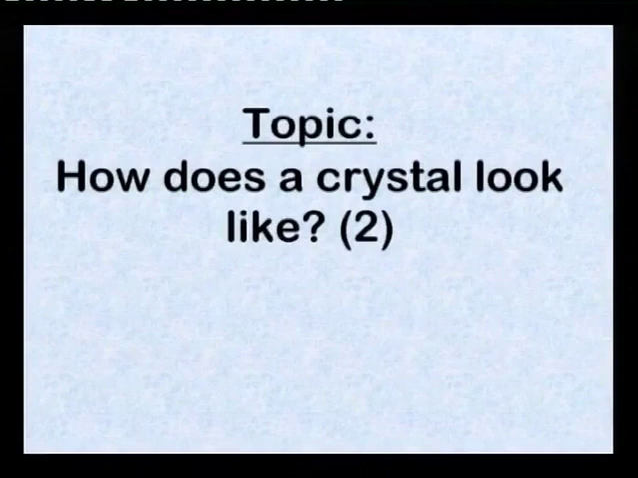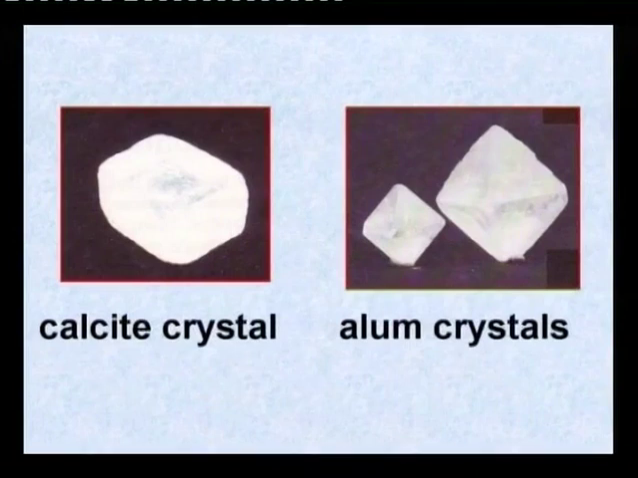I want you to quickly have a look at these pictures that I will show to you. We are on the topic, how does a crystal look like? And this is the same topic from our previous lesson, part 2. These are examples of different kinds of crystals. Crystals can form naturally, meaning they can come from nature, or they can be grown from solutions, like we have done in our last lesson.